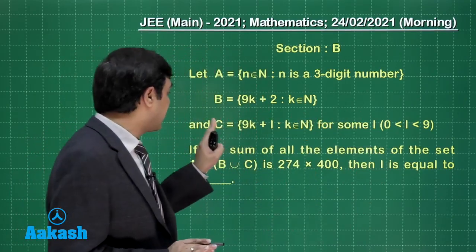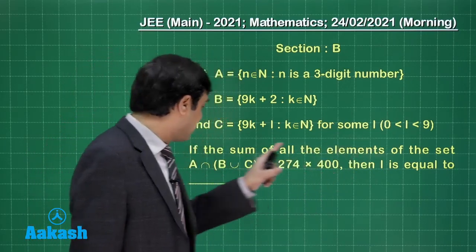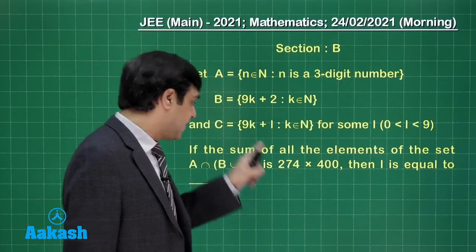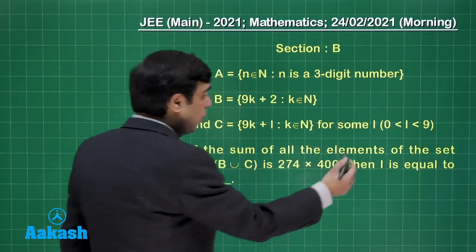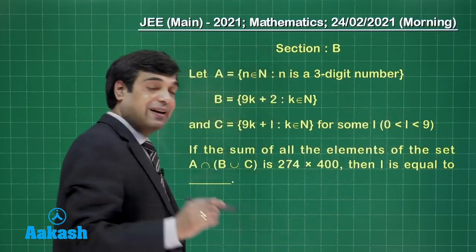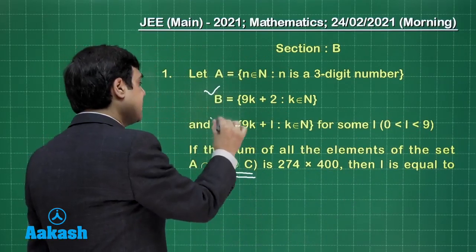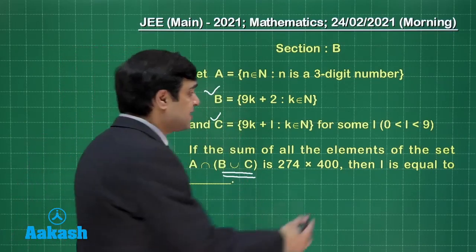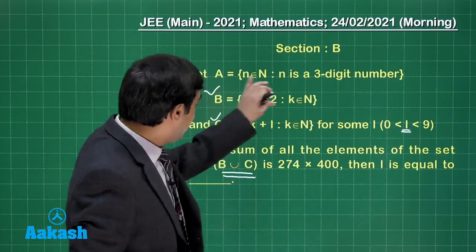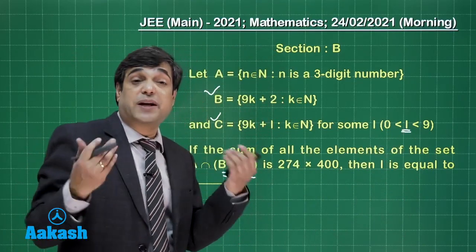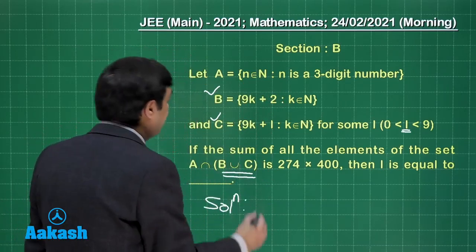So the question is simply talking about that A, B, C are 3 sets. The sum of all the elements of the set A intersection (B union C) is 274 into 400. Now there are 2 possibilities I can think of, with L between 0 to 9. If it is particularly 2, then B union C will be the same because B and C both will be the same in that case. If I consider L other than 2, then I need to write total elements of B plus total elements of C so that I can find that sum. Now let's move with this approach, considering L as other than 2.